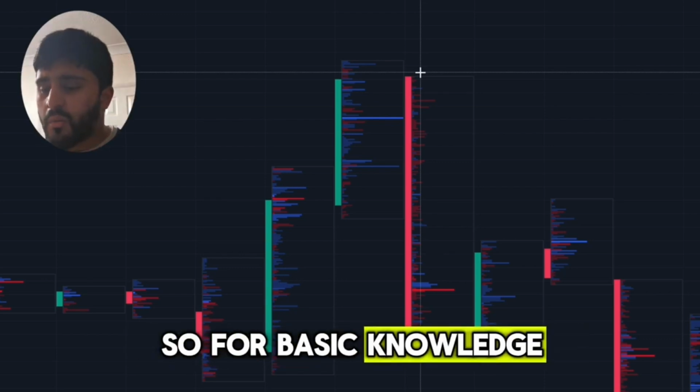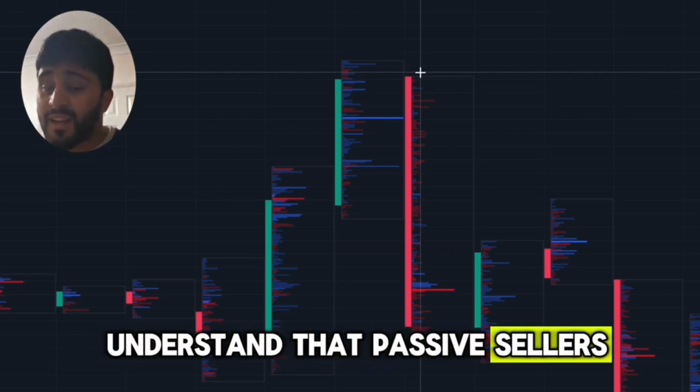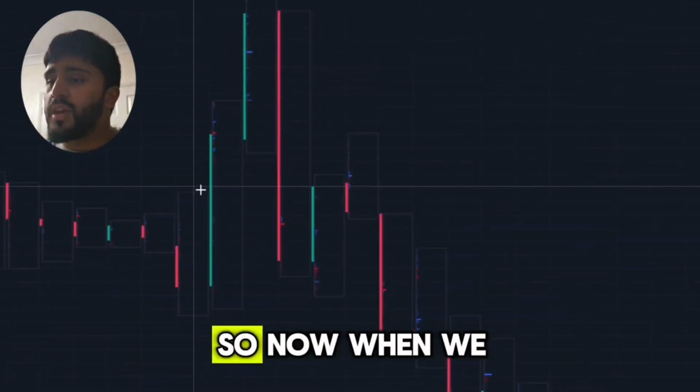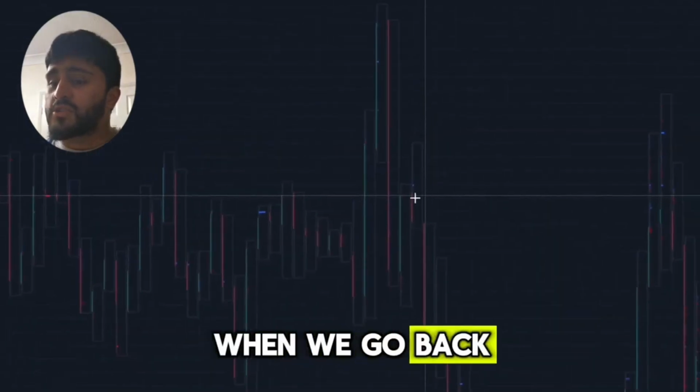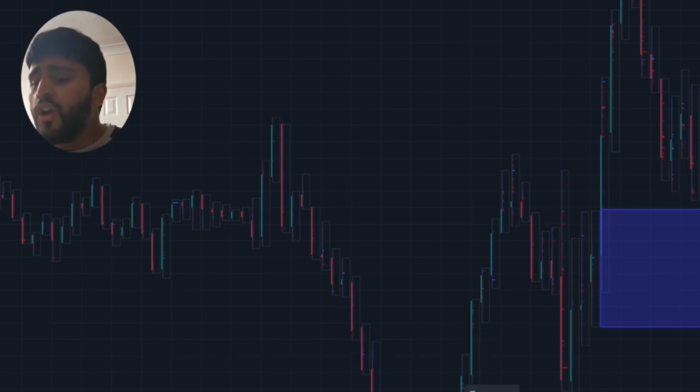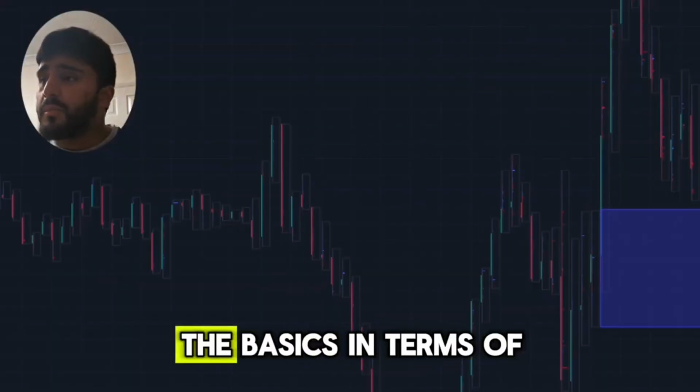So for basic knowledge, I want traders to understand that passive sellers move the market down, passive buyers move the market up, right? So now when we go back to our regular candlestick chart over on TradingView, we're going to be going over the basics in terms of ICT concepts.